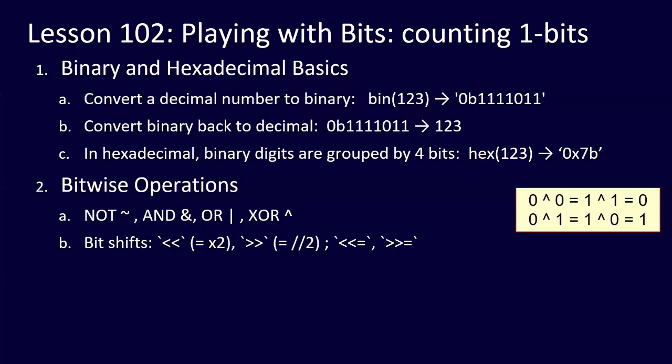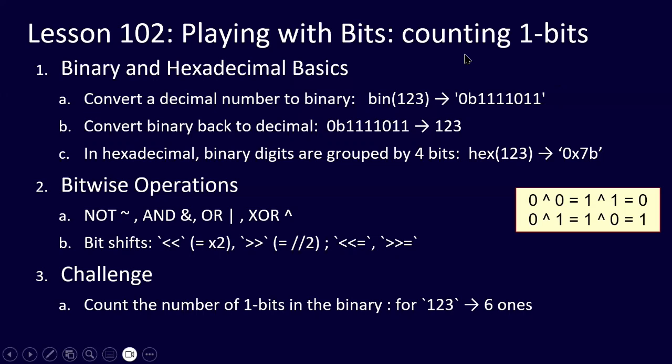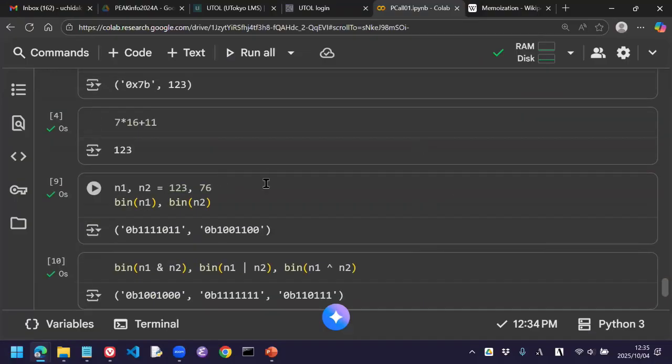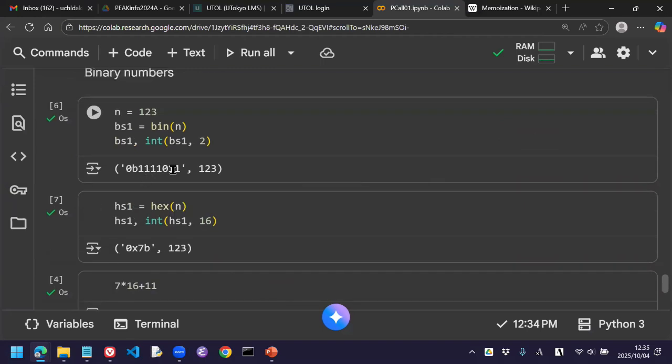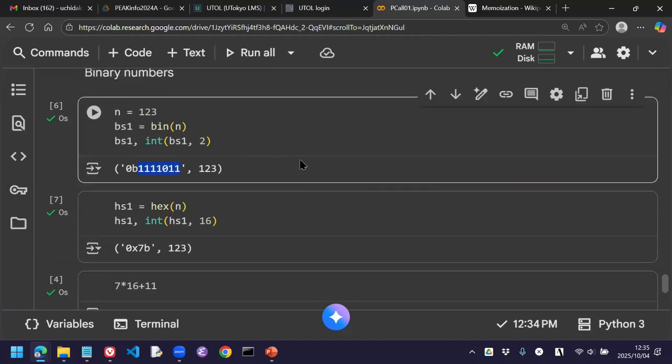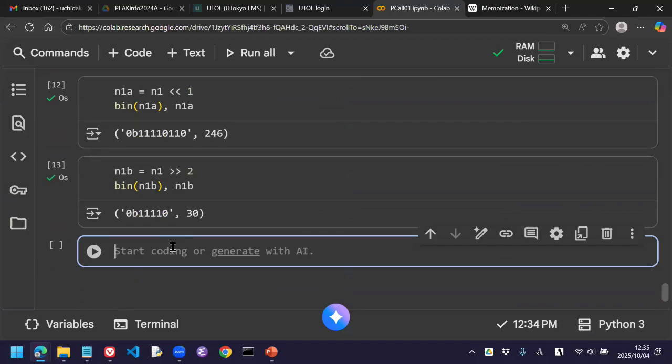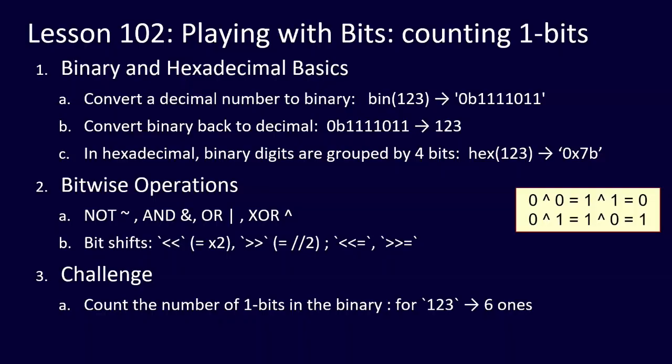Finally, please enjoy yourself with these calculations. Now the challenge for the topic: count the number of 1 bits in the binary. For example, in the binary representation of 123, we have 6 one bits. So how can we count the number of ones in any binary number? That's a challenge. Please stop the video and think about it for a moment.